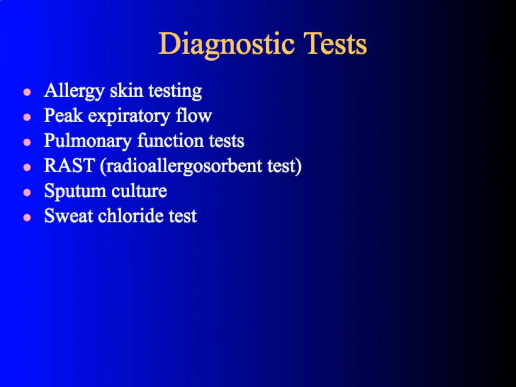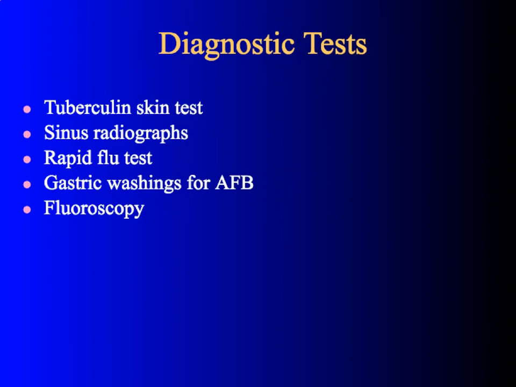There's also allergy skin testing, peak expiratory flow, pulmonary function tests, the RAST test, sputum culture, and sweat chloride test. Professor Thomas will be discussing these under the chronic respiratory section. The last of these listed on those 2 pages are the tuberculin skin test, sinus radiographs, rapid flu test, gastric washings for AFB, and fluoroscopy. We are not covering these in our course.